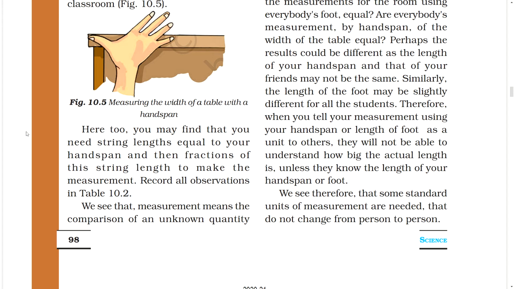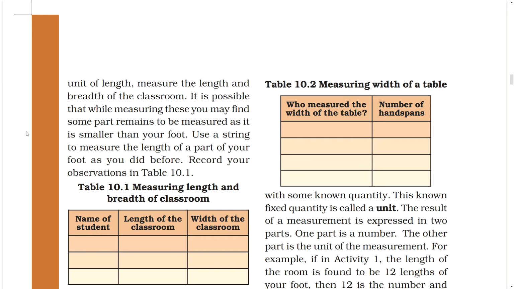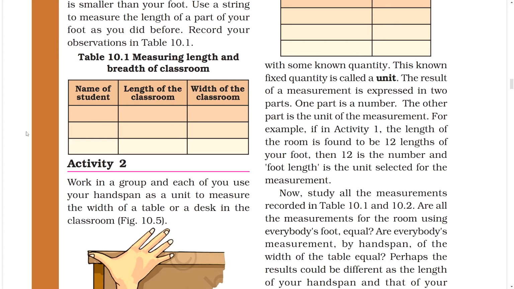We see that measurement means the comparison of an unknown quantity with some known quantity. This known fixed quantity is called a unit. Table: measuring width of a table. Who measured the width of the table? Number of handspans. Do this and comment on this. The result of a measurement is expressed in two parts. One part is the number, the other part is the unit of the measurement. For example, if in activity 1 the length of the room is found to be 12 foot lengths, then 12 is the number and foot length is the unit selected for the measurement.